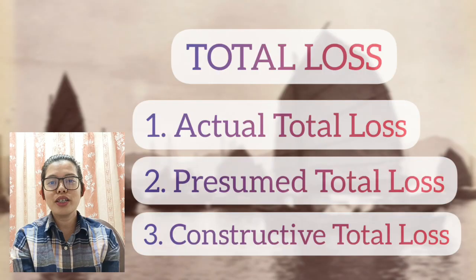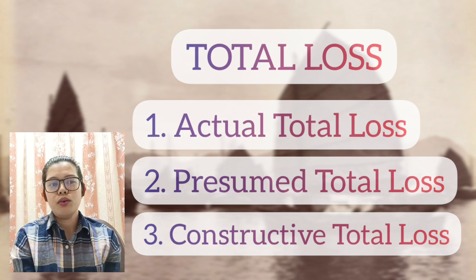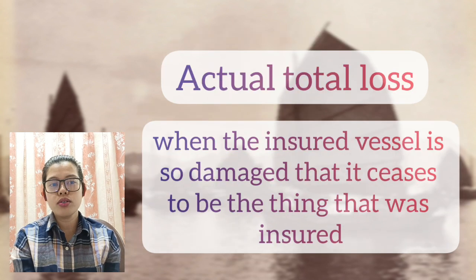Throughout this presentation, I've been talking about damages and losses. Now, under marine insurance, there are also types of marine losses. So, marine losses can either be total loss or partial loss. Under total loss, we have three types. We have the first one, the actual total loss.